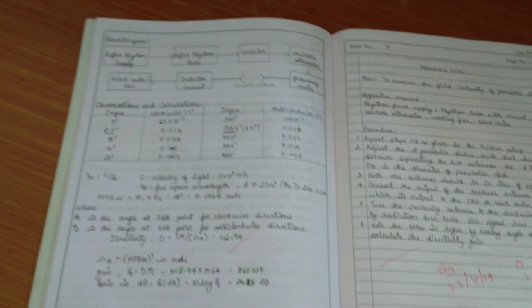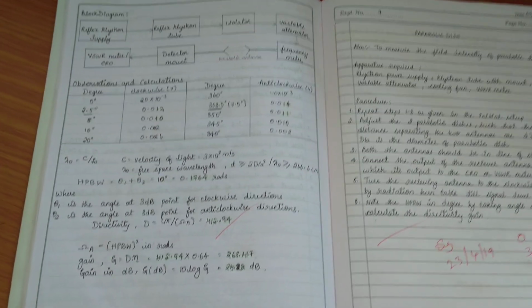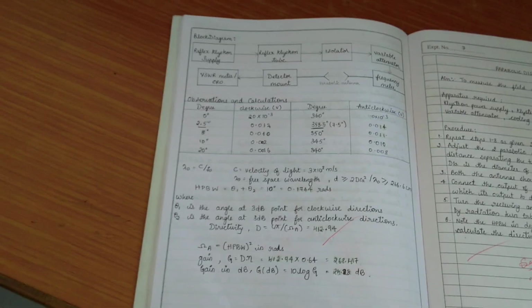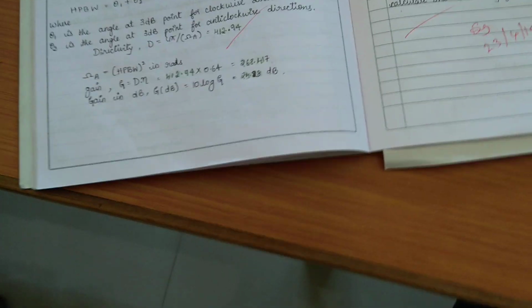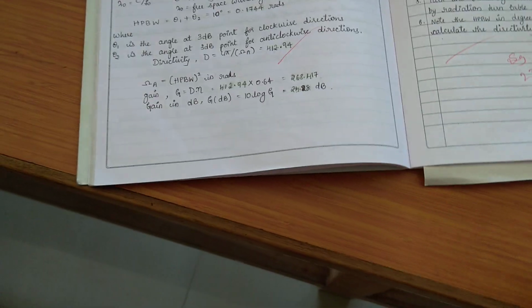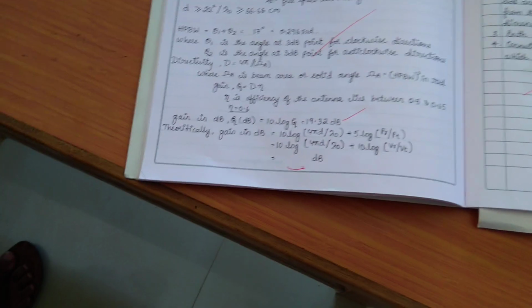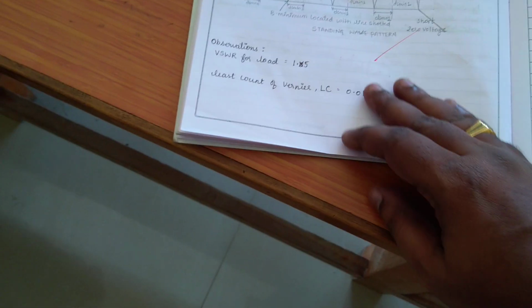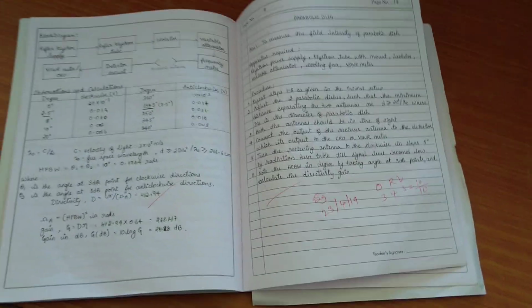In the same way, we have to conduct the experiment for the horn antenna also. Only the equations will be different wherever we are taking values. That's all, otherwise everything is the same. So for the parabolic dish, this is the value you can get. This is about the parabolic dish.